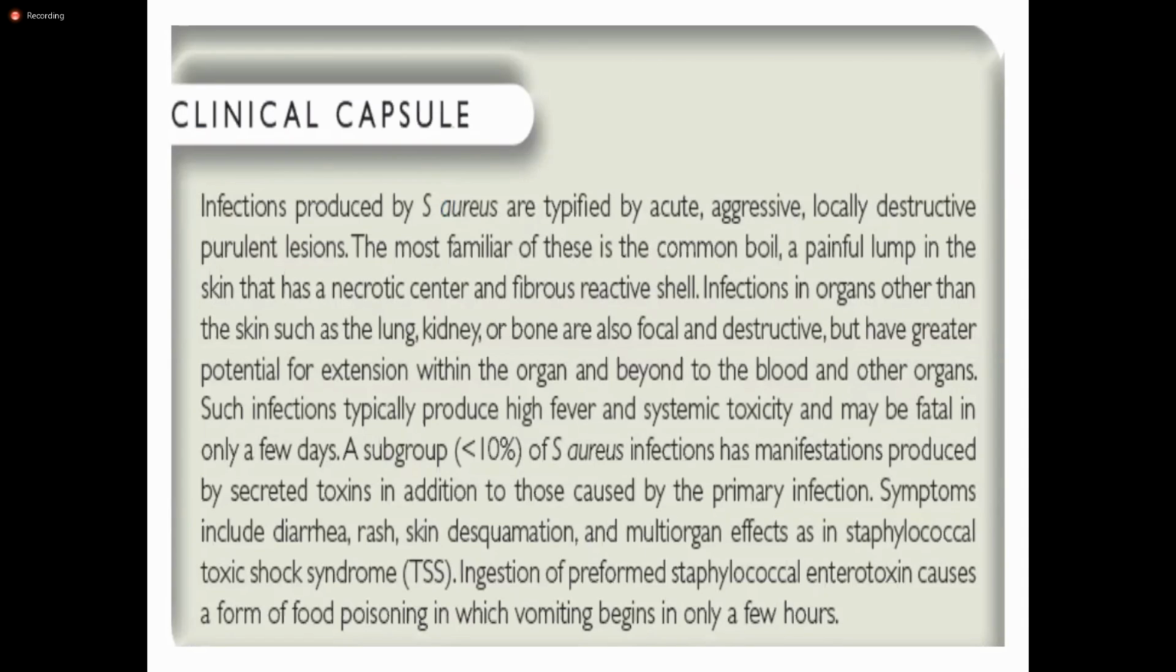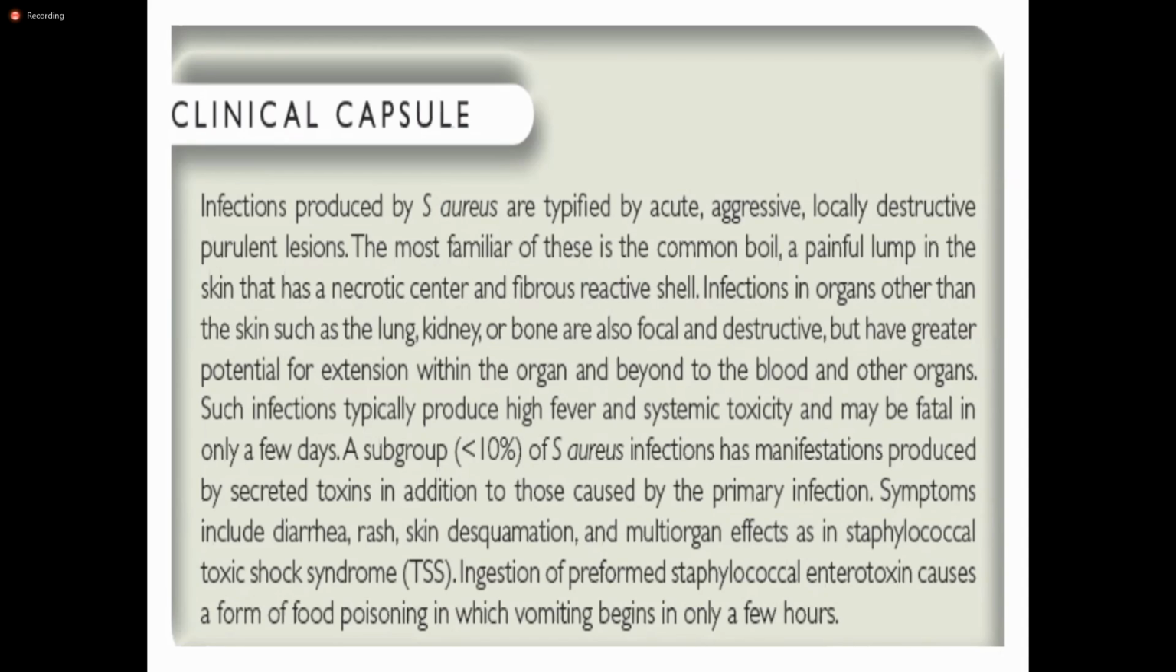A clinical capsule. You remember I always put attention to the clinical capsule. Infection by Staph aureus could be acute, very aggressive. There will be local destructive purulent. What is the meaning of purulent? Pus formation. This is a pyogenic microorganism. The most familiar infection is the common boil, the lumps that appear on the skin: a painful lump in the skin which has a necrotic center and fibrous shell.